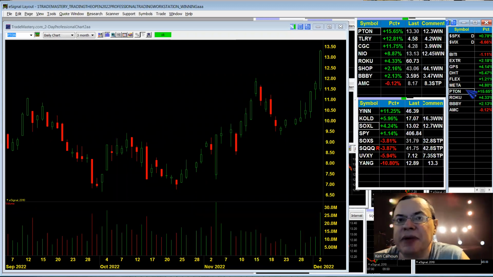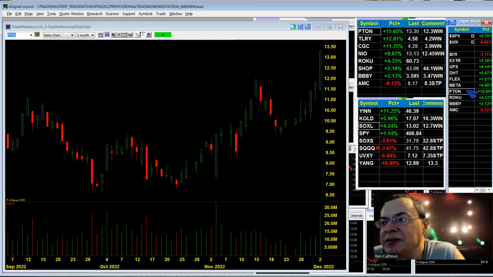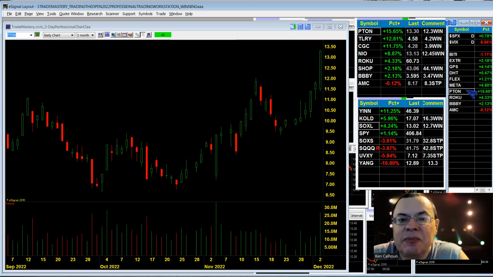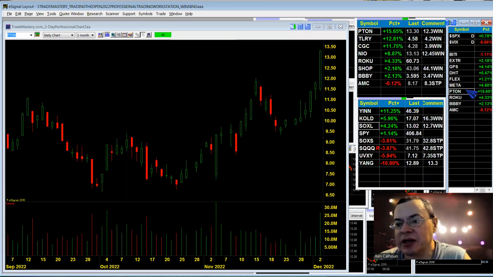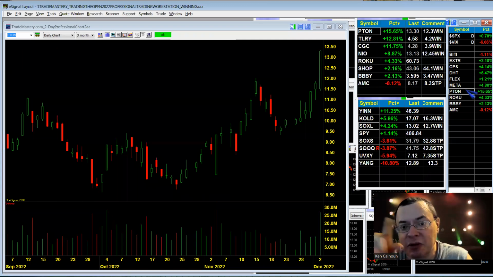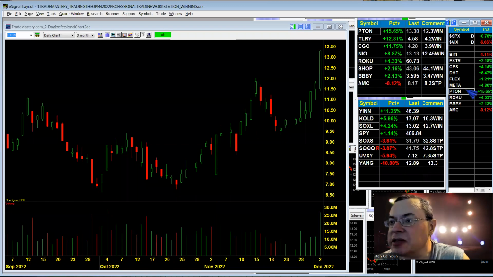I like Peloton for a bounce. I bought some yesterday. I bought some earlier too, but I bought it again yesterday. Anyway, Peloton is a really nice uptrend, PTON. From 7 to 13, it almost doubled in 6 weeks. Almost 2x in just a handful of weeks.